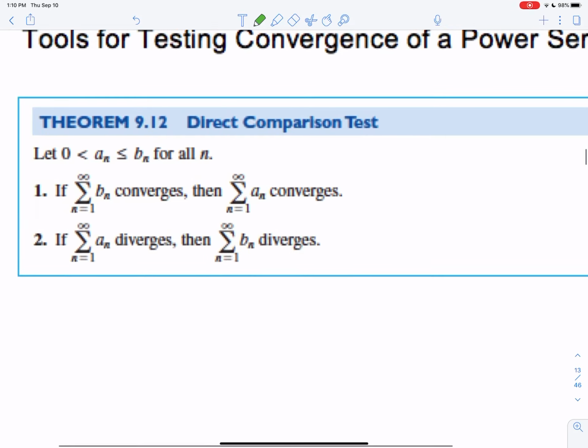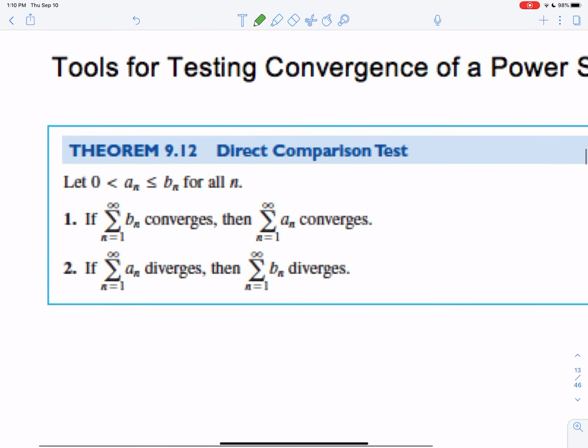Okay, all right. Here's the direct comparison test. Some people call it DCT. You could call it that on the AP exam. It is accepted. The direct comparison test.